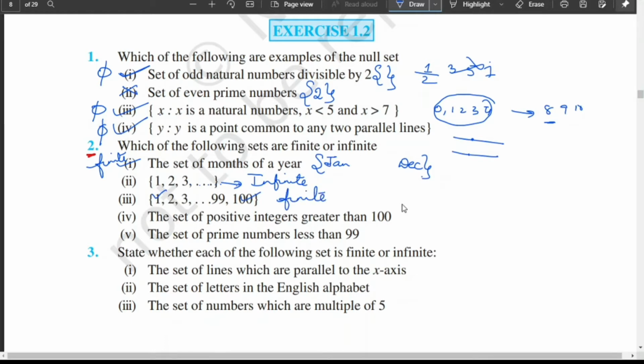Set of positive integers greater than 100. We start from 101, 102, where do you stop? No, it goes on. So it is an infinite set. Then a set of prime numbers less than 99. Yes, we can find the prime numbers less than 99, that is 2, 3, 5. You can go on writing until the last prime number which is less than 99. We will get it. So that would be a finite set.